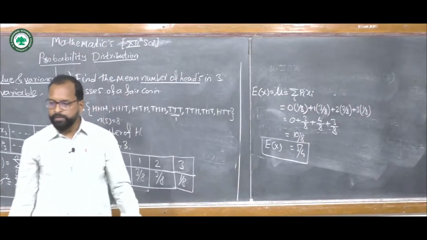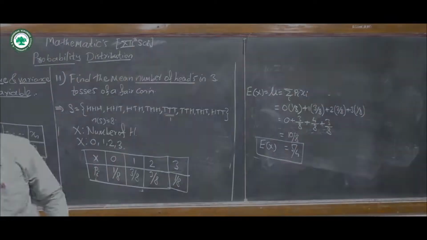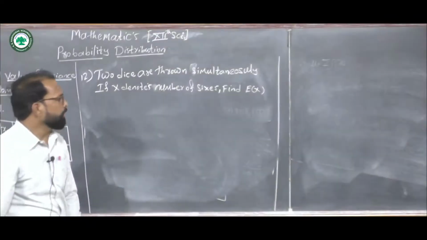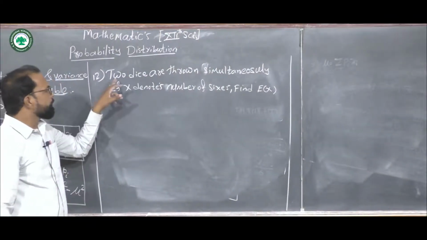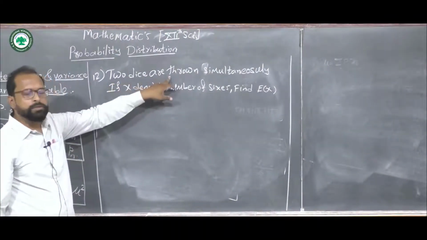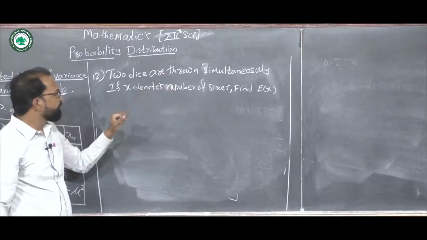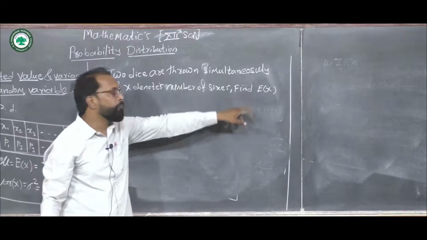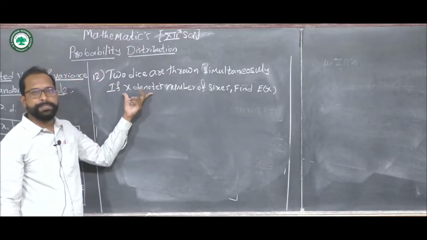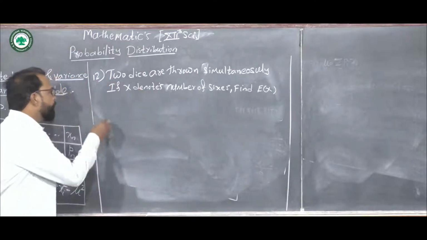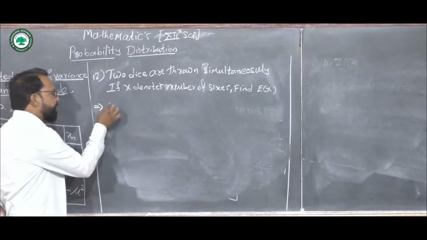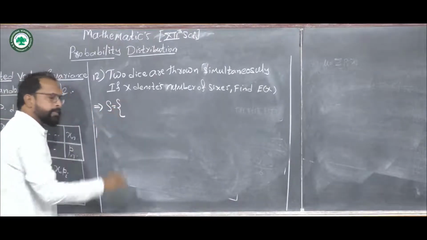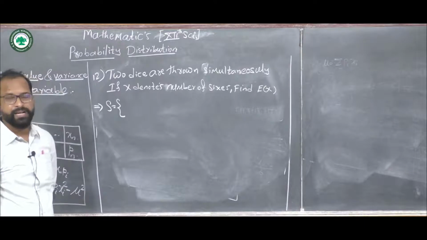Now the next example. 2 dice are thrown simultaneously. Then we have to find the expected value where x is the number of sixes. Now we know that when we toss the 2 dice, there are 36 outcomes.